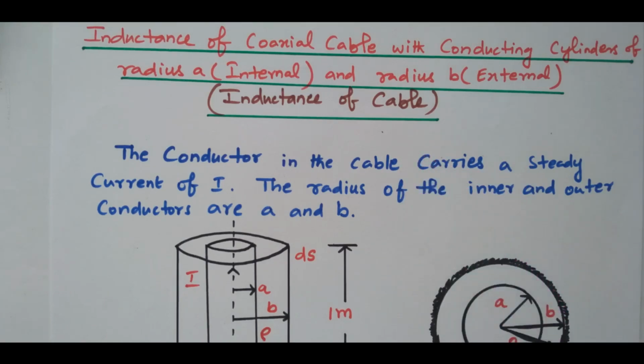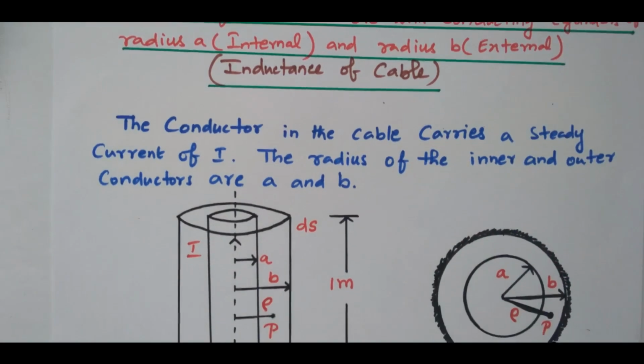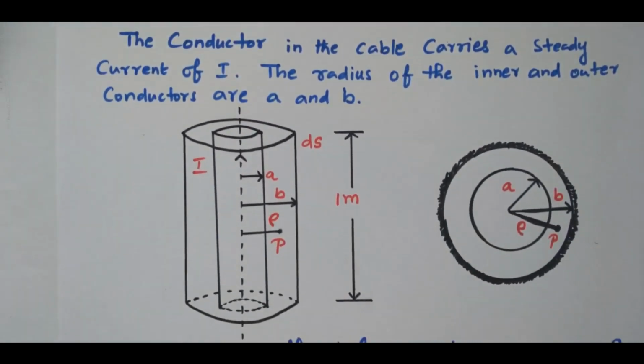Now we can refer to the diagram. So this is a coaxial cable. The axis is common for both inner and outer conductor. So this is the inner conductor with radius A meters. This is the outer conductor with radius B meters. Right? Inner conductor and outer conductor. The axis will be common. That's why it is called a coaxial cable.